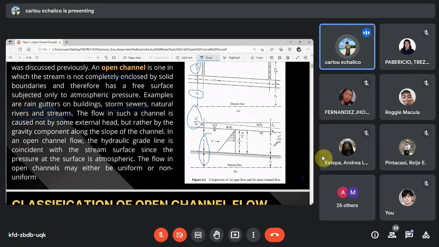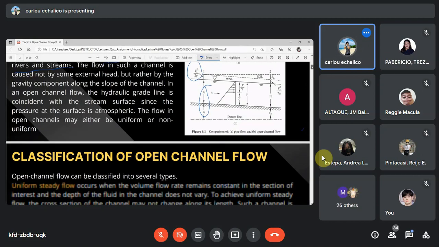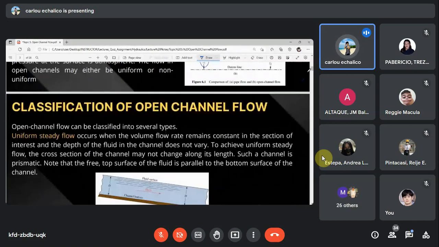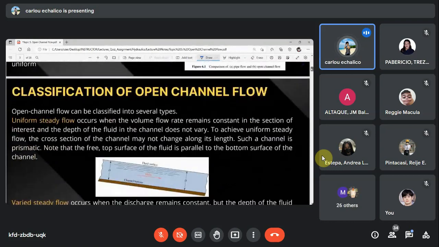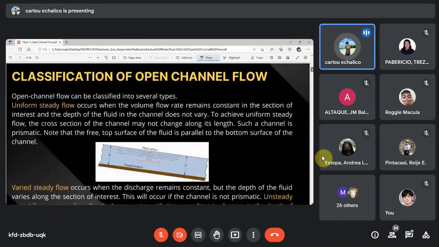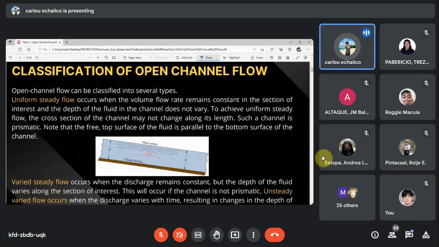So, therefore, there should be slope sa atong channel para mag-flow ang ato ang liquid, in order also to attain what we call as a gravitational component along sa slope, para mag-flow ang ato ang fluid. So, let's talk about the different classification of an open channel flow. I think familiar naman mo sa different classification of flow. So, sa open channel, natin yung tawag na uniform steady flow. Sabihin, uniform ang ato ang flow.